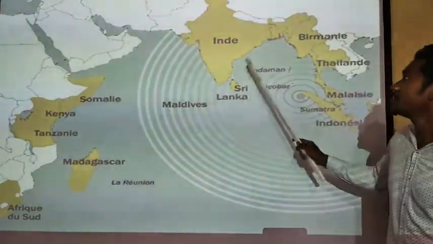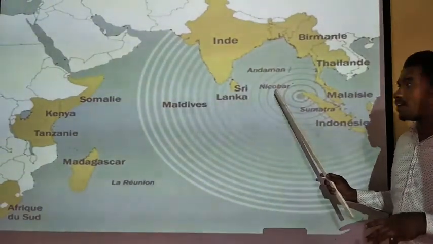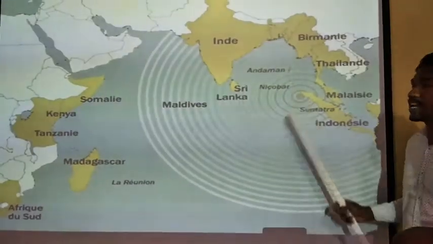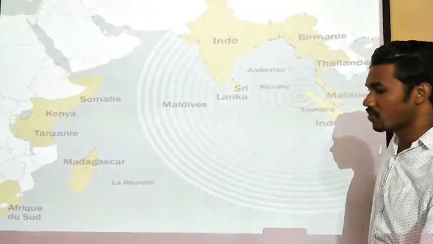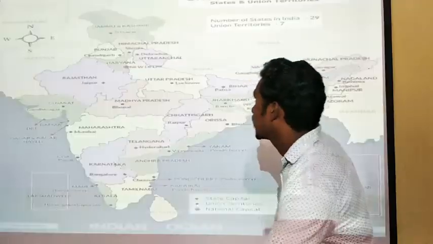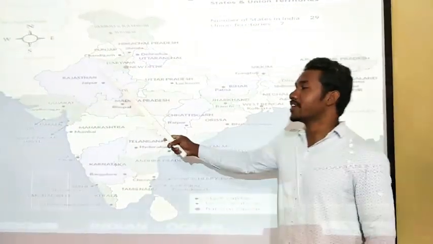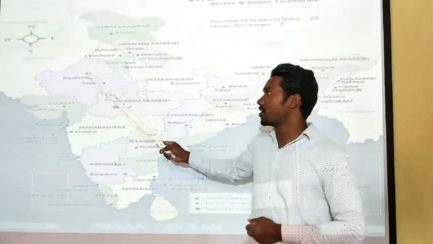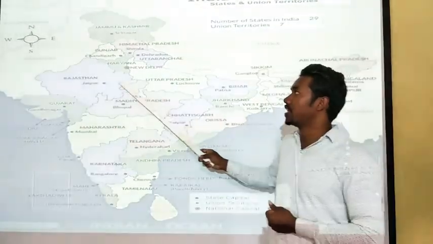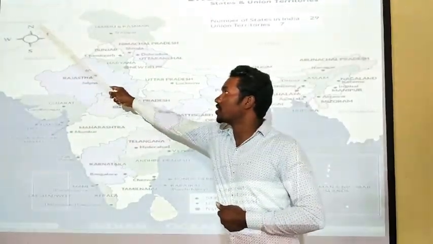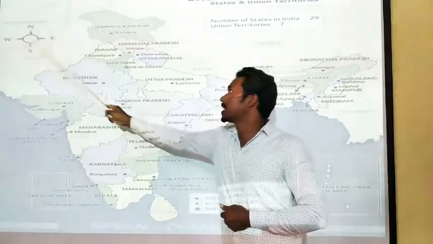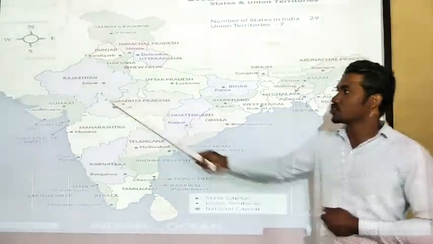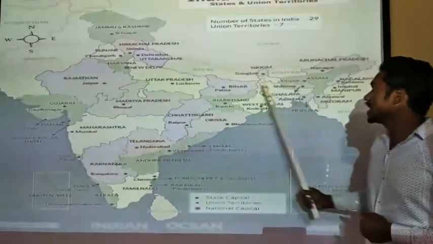And let us see in which direction it is. Our country India, in which direction is Andaman and Nicobar? Can you tell me? Now you can see the direction. First of all, see, it is a political map. For the direction only I have taken this map to show you the direction. This is north, this is south, and this is west and east.